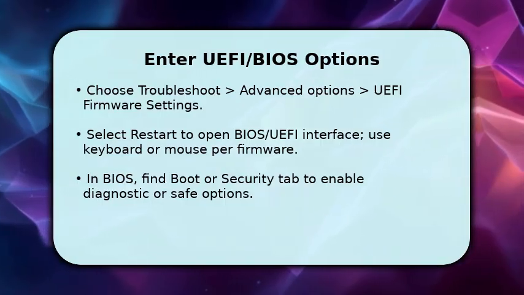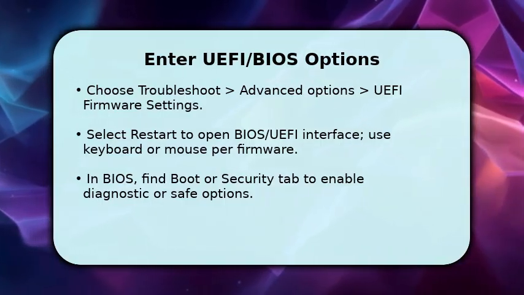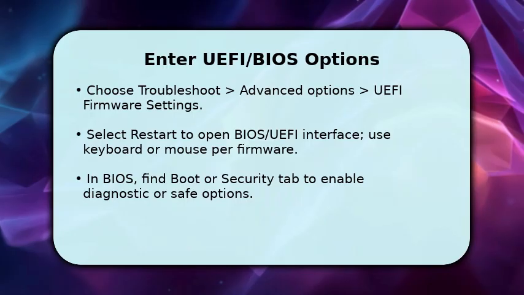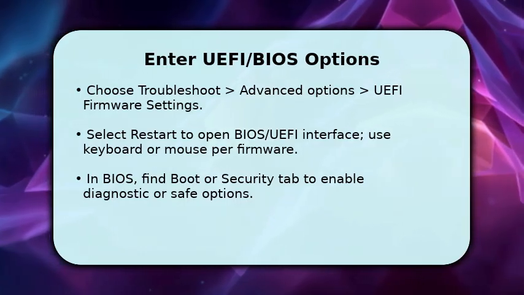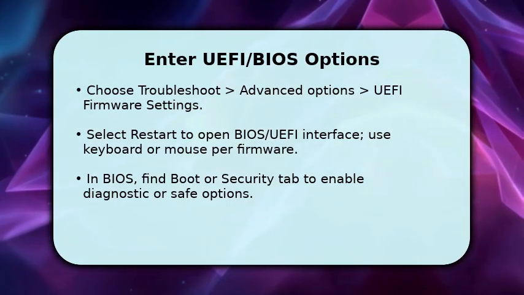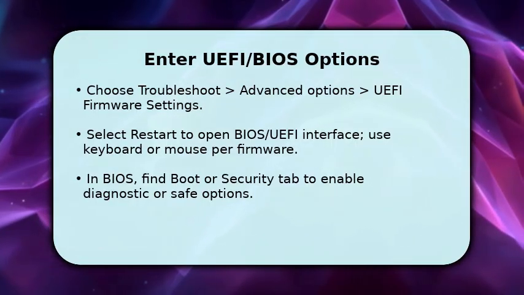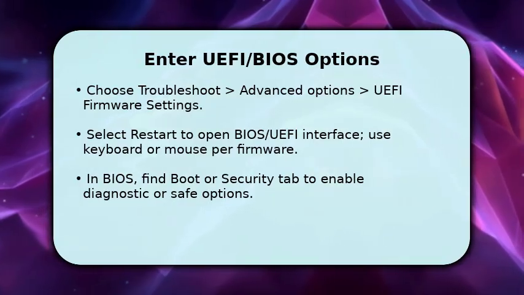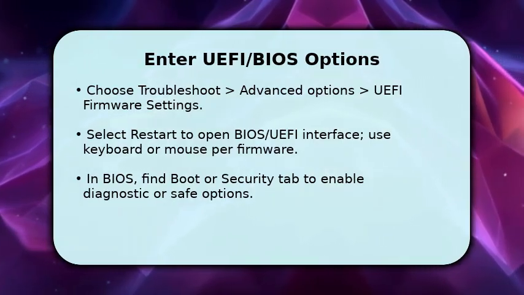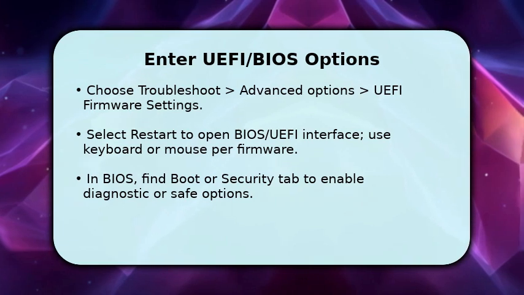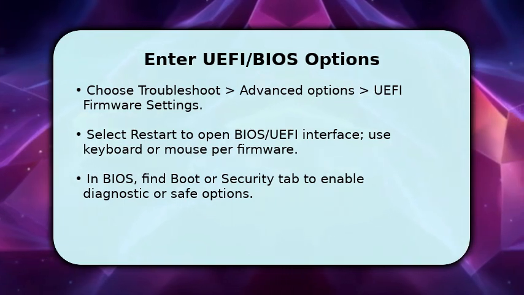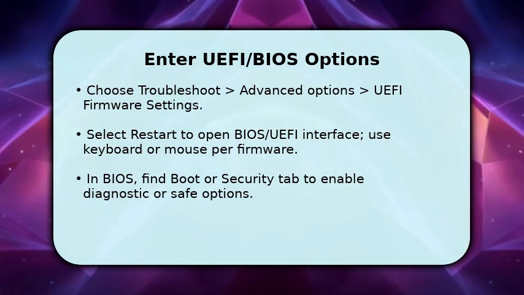Select Restart and wait. The firmware interface will load. Use the keyboard or mouse depending on your motherboard's interface. Navigate to the Boot, Startup, or Security tab to locate Diagnostic, Safe Boot, or Minimal Boot settings. Make changes deliberately. Enable the Safe option or set the device to boot to a recovery partition. Save changes and exit to apply them.